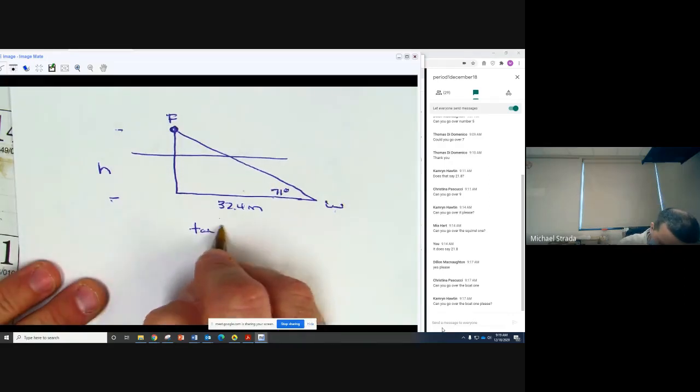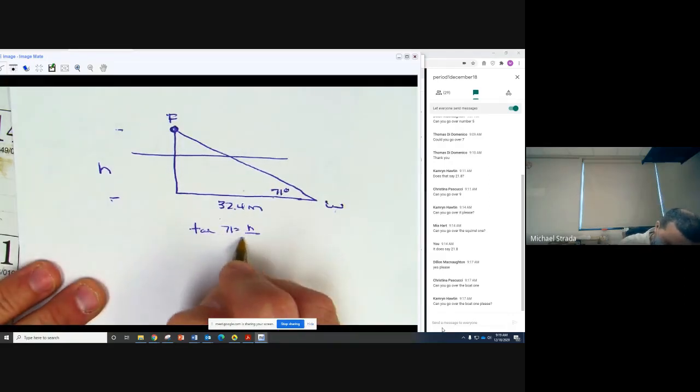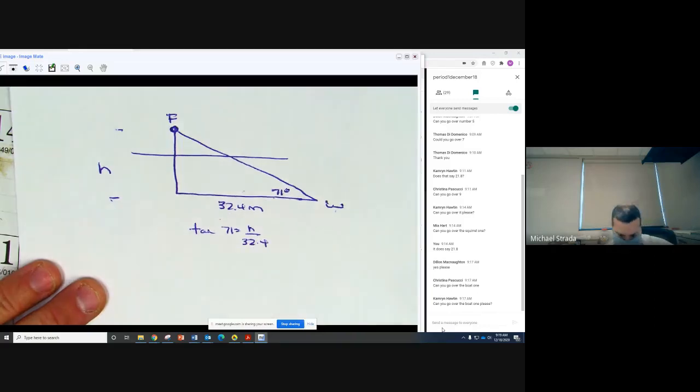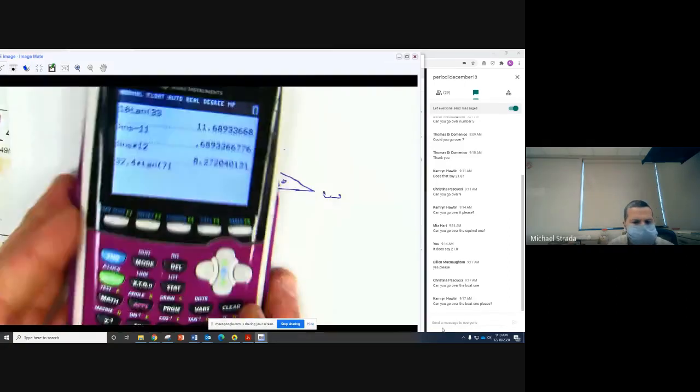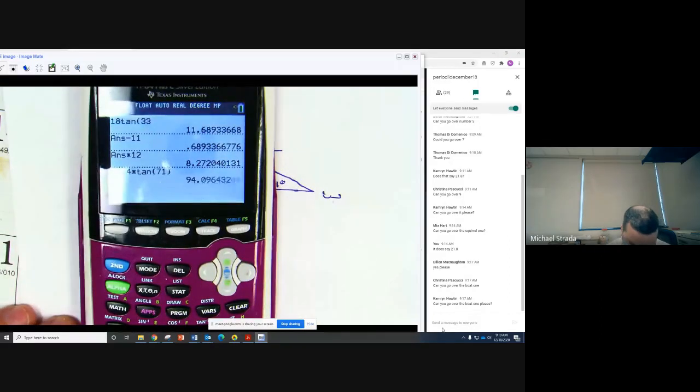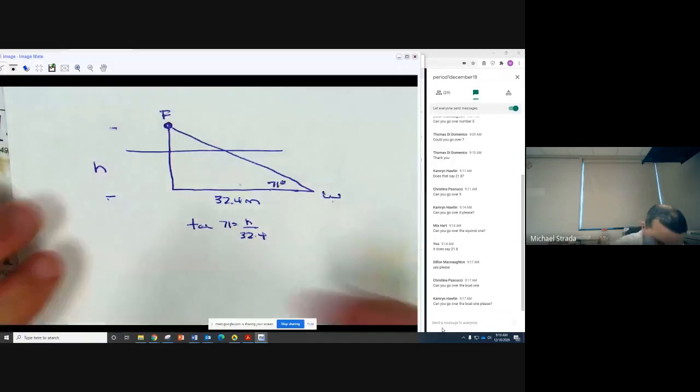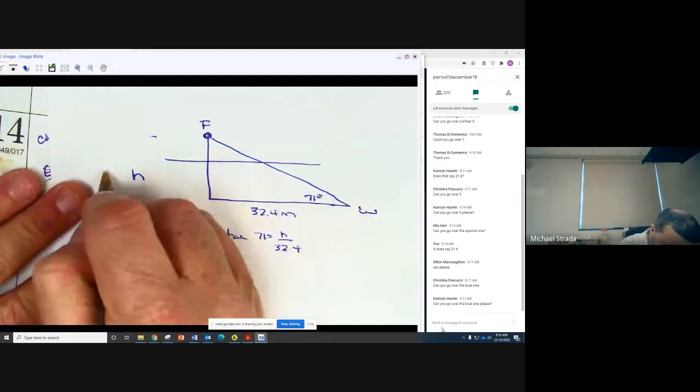So tangent 71 equals h over 32.4. Once again, I'm going to do multiplication. 32.4 times tangent 71, and I get 94.09. All right, so this becomes 94.09.